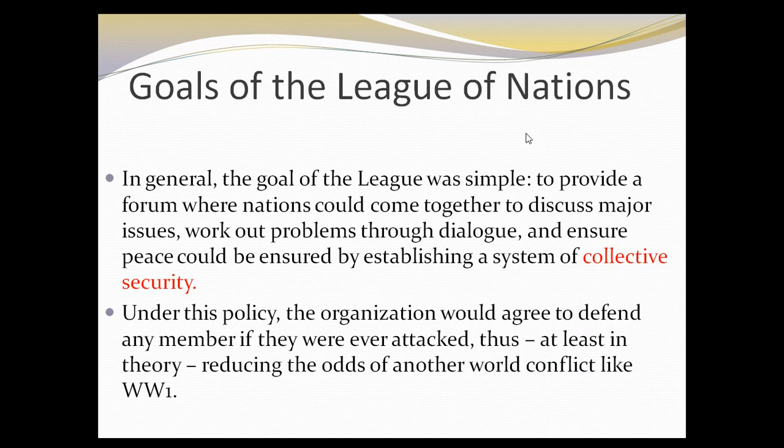The way the League worked was as follows. It was essentially meant to be a forum which would be like a world government body. It wouldn't have full authority. It wouldn't be a total world government, but rather it would create a government-like body where the members of the different countries would meet, they would discuss issues, and they would try to work out solutions when there were problems or conflicts.